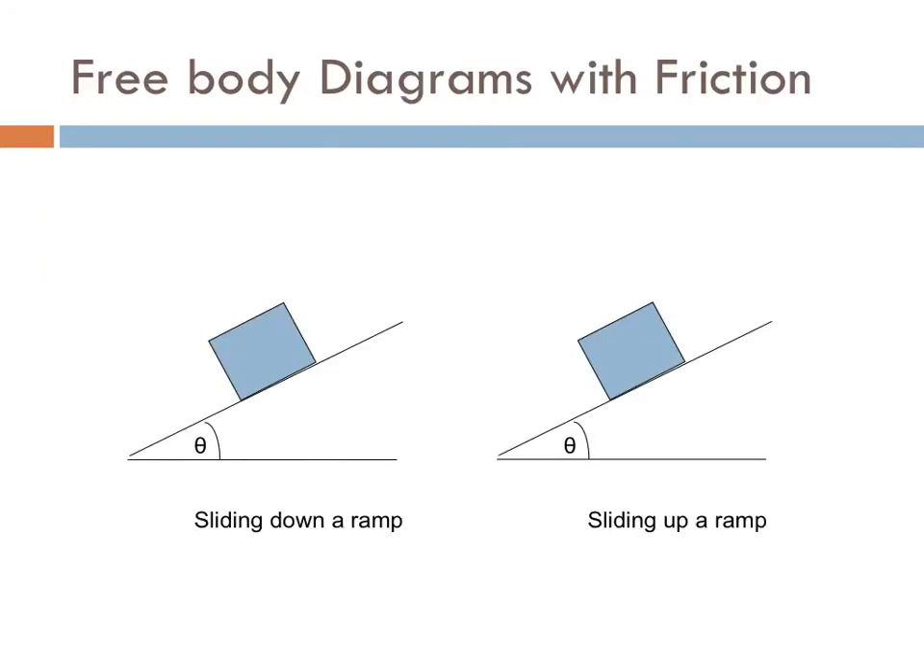So when you're drawing your free body diagrams with friction, you need to make sure you understand what direction my object is moving or would be moving, and then decide your direction of friction from there. So if we are sliding down a ramp, then my frictional force will be up the ramp, opposite the direction of gravity. If you are sliding up the ramp, well then my frictional force will be opposite of that. Again, from your free body diagram alone, you cannot tell the direction of motion. All you can tell is the direction of acceleration.